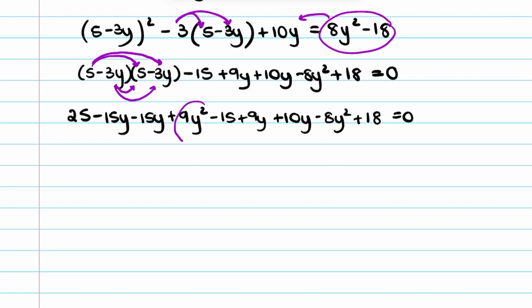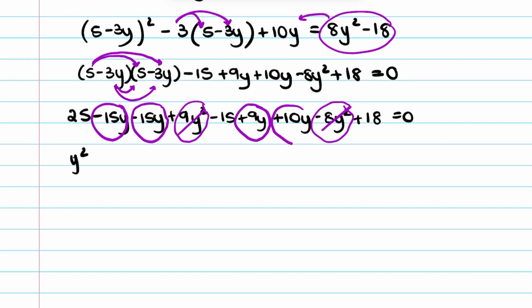I'm first going to work with my y squared terms. So 9 minus 8 gives me 1, so I'll be left with y squared here, and I'm going to cross them out because I've used them. Then I'm going to look at my y values. I've got negative 15y, negative 15y, positive 9y, and positive 10y. Let's work with that quickly. That will give us minus 11y, and I'm going to cancel them out because I have used them. Then all I'm left with is my whole numbers, which gives me plus 28 equals 0.